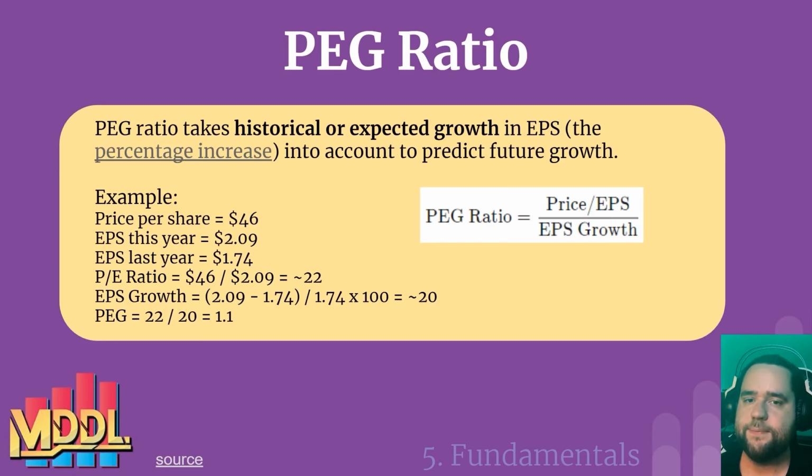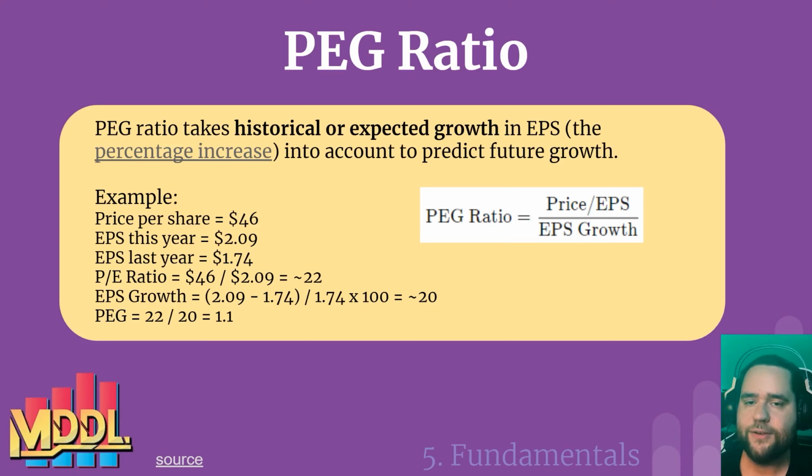And then you use the percentage increase formula, which I have linked for your convenience in the slide, in order to calculate what the EPS growth is one year over the other. And that comes out to 20. And so you plug those into the formula. PEG equals 22 divided by 20, which is 1.1.